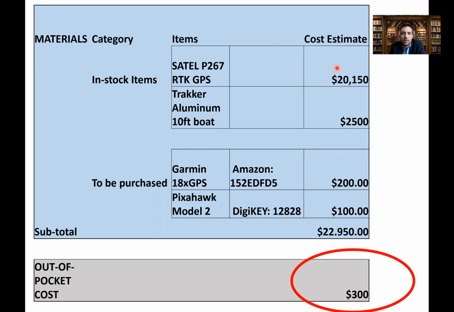But we will purchase a couple additional items. There's a small GPS to be mounted on the boat, as well as a commercial autopilot that total about $300. And I have details for why those parts were selected in my written proposal.